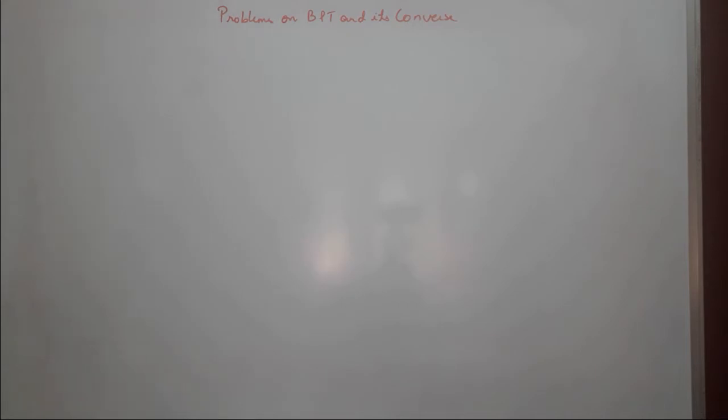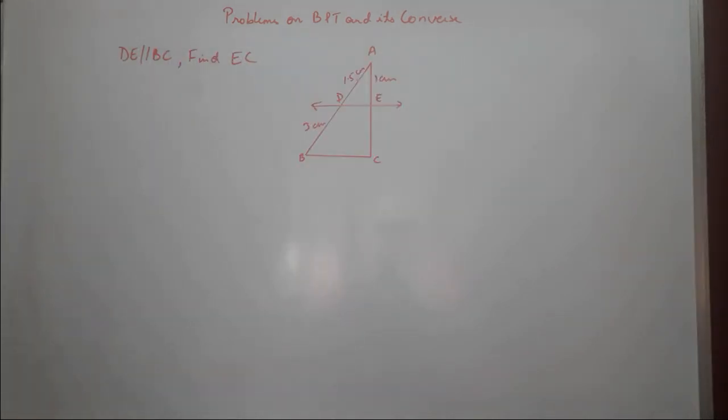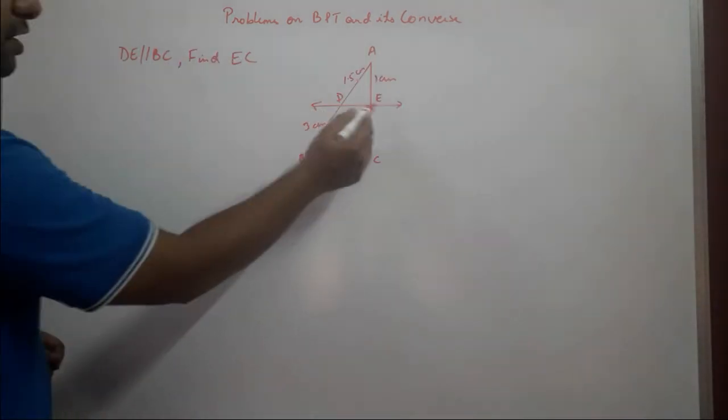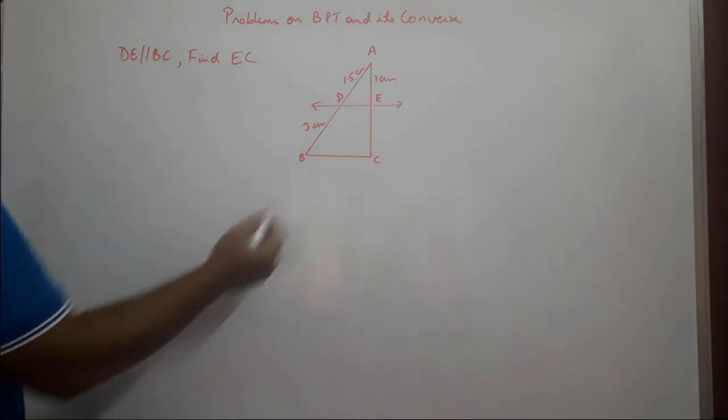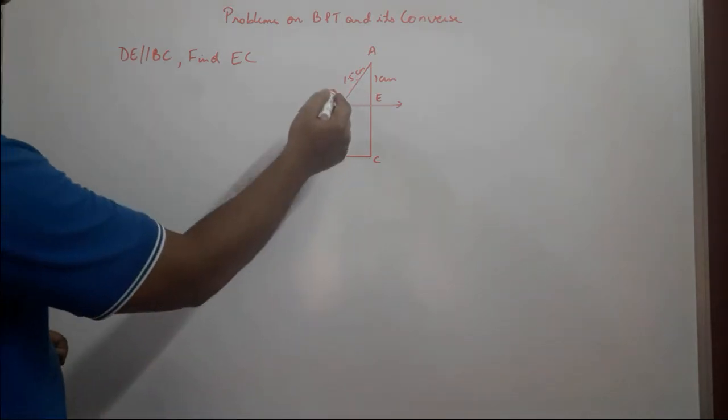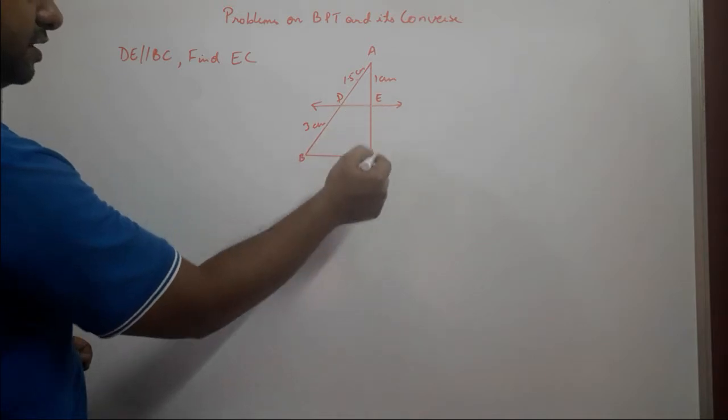Hello students, in this video we will solve problems based on the basic proportionality theorem and the converse of basic proportionality theorem. So let's begin with the first problem. Our first problem says DE is parallel to BC, and we are asked to find EC.